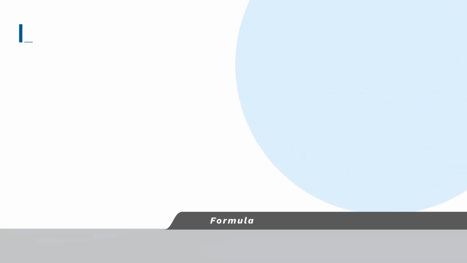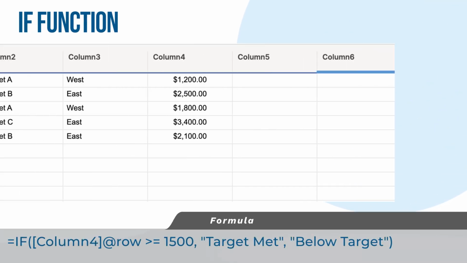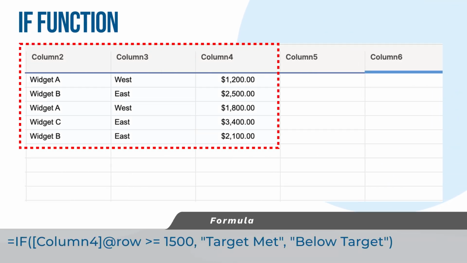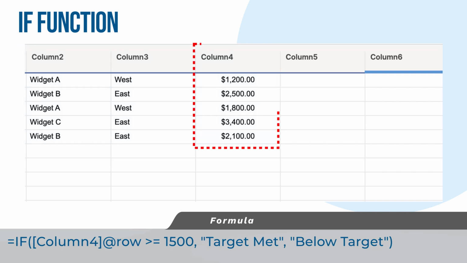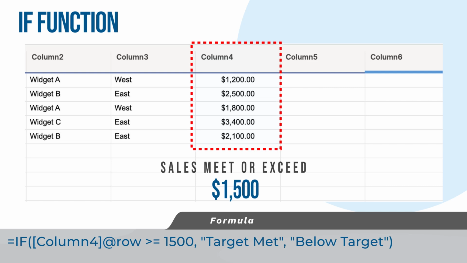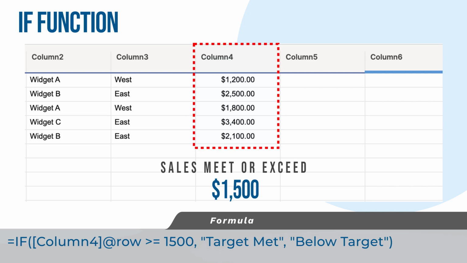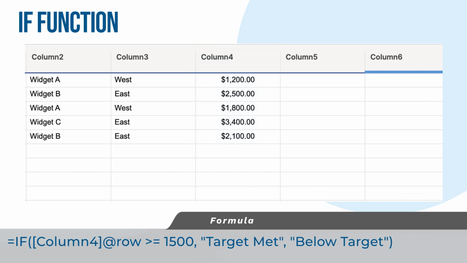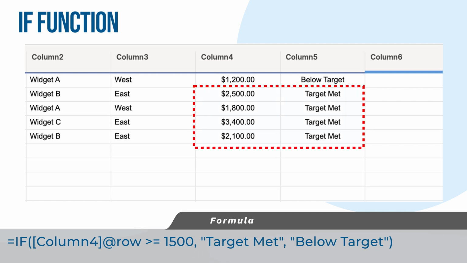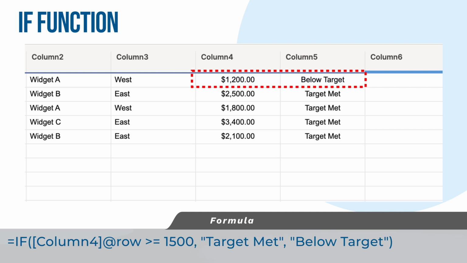Let's start by setting up our data. Imagine you're tracking sales for different products across various regions. We want to check whether the sales figures for each product meet or exceed a target of $1,500. If the sales meet or exceed the target, we want to return "target met." If they fall short, we want to return "below target."